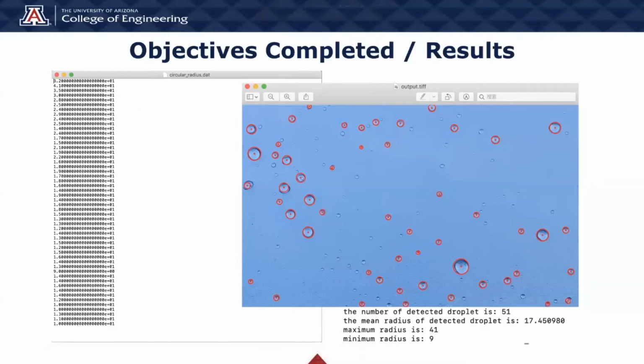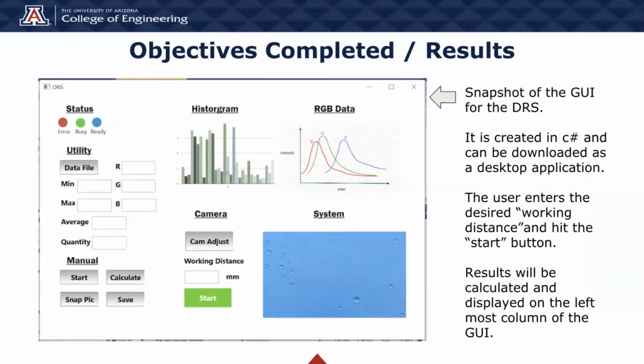This is a result of our droplet detecting algorithm. It outputs a picture with detected droplets, the number of droplets, and their minimum, maximum, and mean radius. It will also save all radius to the computer in .dat format. This is a snapshot of the GUI for DRS. It can be downloaded as a desktop application, so it is pretty user-friendly. I will show what it can do later.